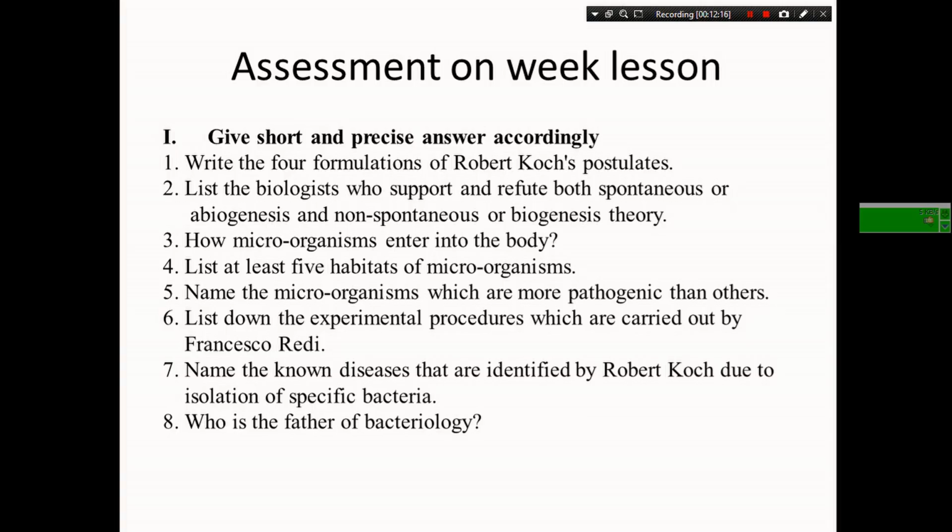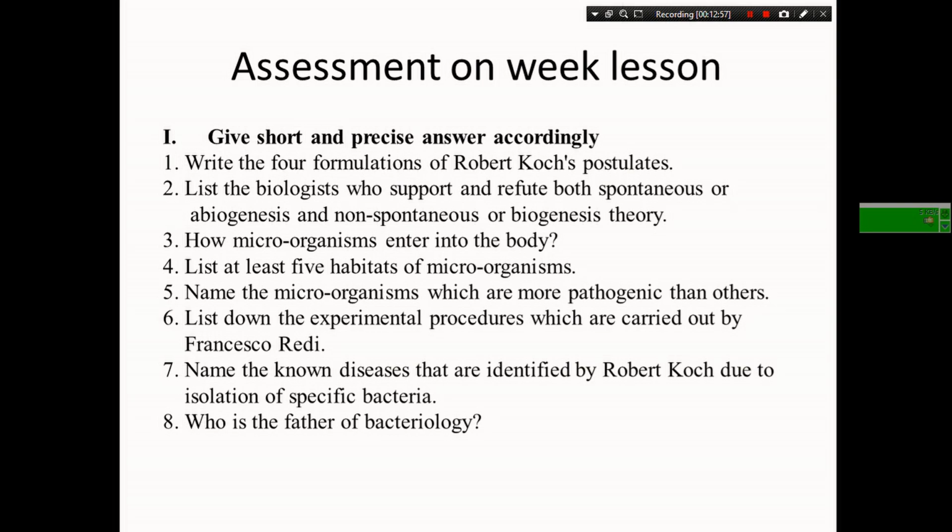If you have any question, you are welcome. Unless there are questions, in order to assess yourself at the end of this week, give short and precise answers accordingly. There are 8 questions in total. The first question says, write the 4 formulations of Robert Koch's postulates that you have learned in lesson 4. Question number 2, list the biologists who support and disprove the spontaneous or non-spontaneous theory. Again, this is what we have learned in lesson 4.